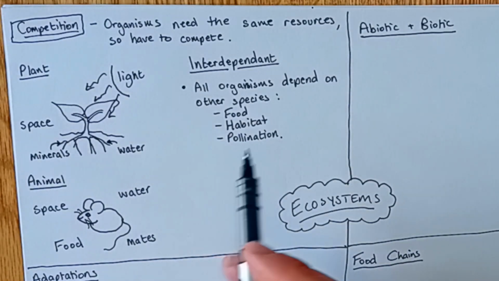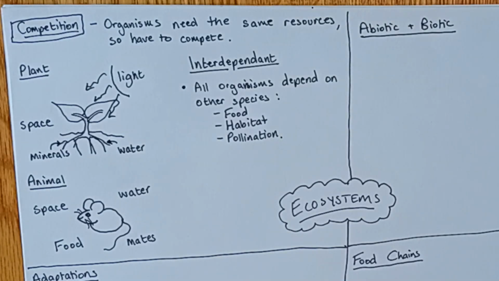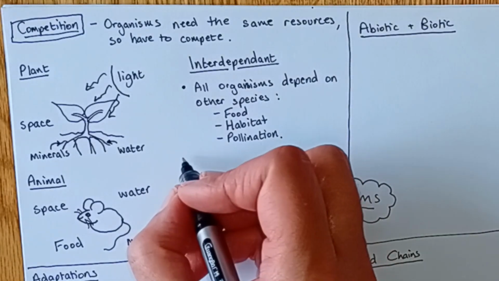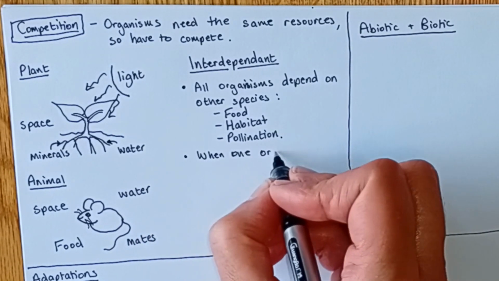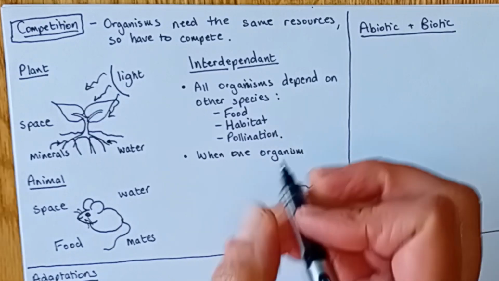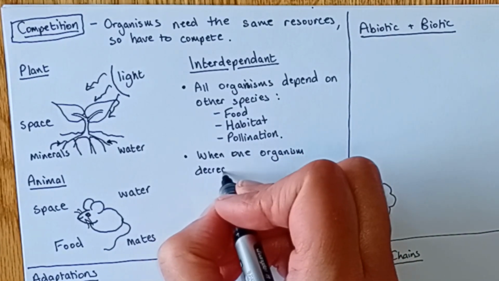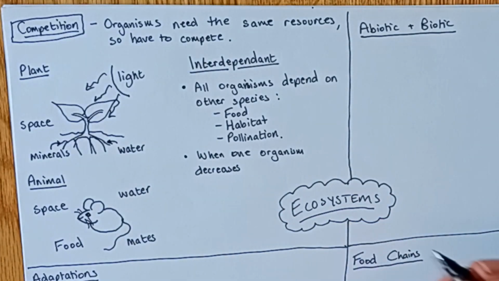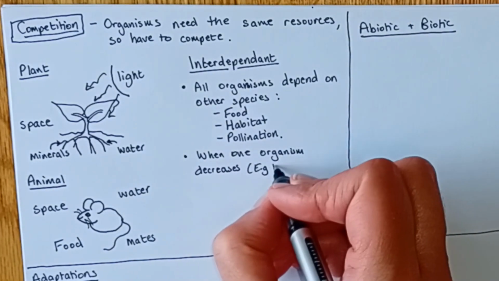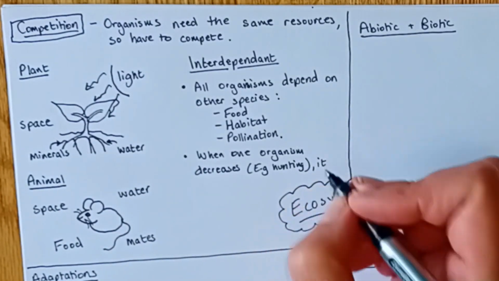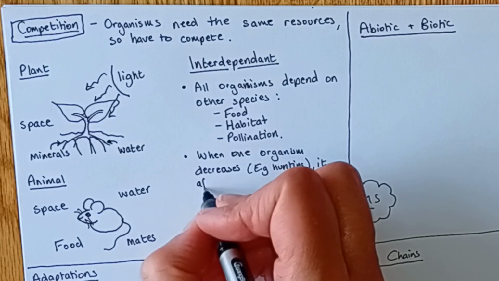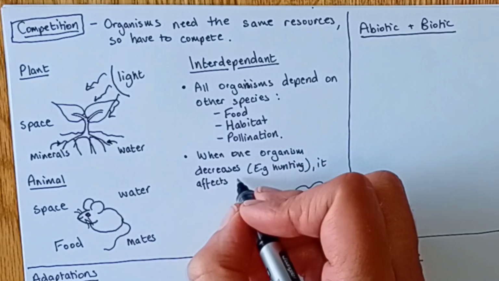Now, because all organisms are interdependent and all rely on each other for lots of things, it means that in a food web, when one organism decreases or increases, it affects the other organisms. So when one organism decreases, for example, hunting or disease, it affects the others.